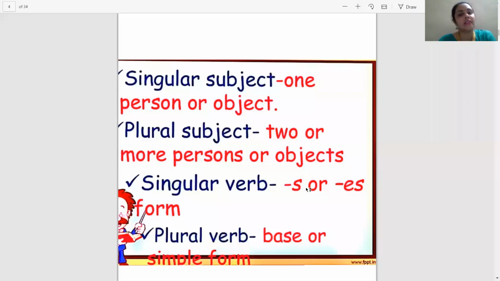This should be very, very clear, and this you will get it. Don't worry. Okay, and the plural verbs. How do plural verbs look like? They are the base form.